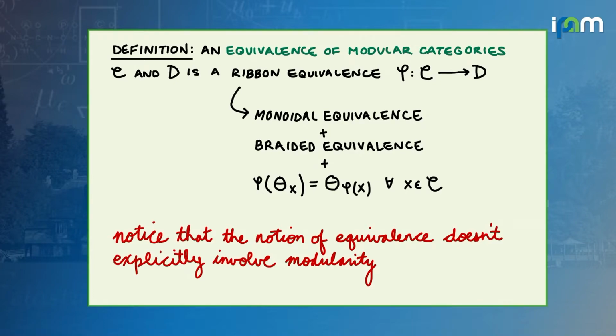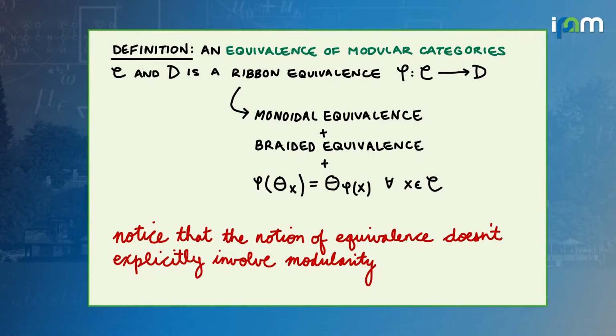And Dimitri mentioned this earlier as well. Something that's worth noticing here is that there's nothing explicit about modularity baked into the notion of what it means for two modular categories to be the same. It's just whether they're equivalent as underlying ribbon fusion categories. So non-degeneracy doesn't really enter into this story.